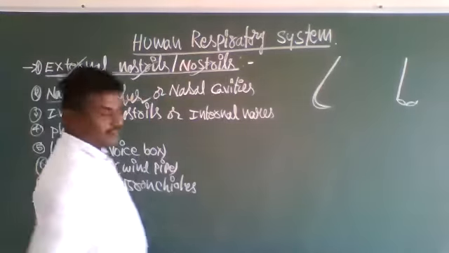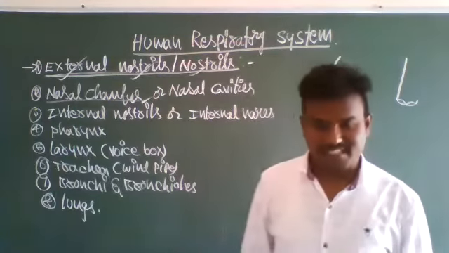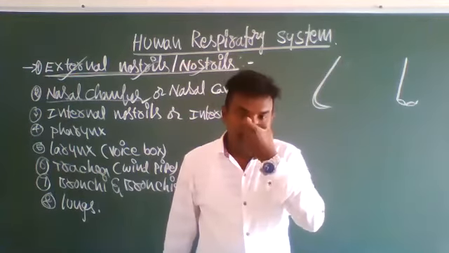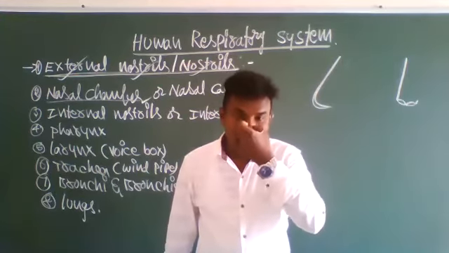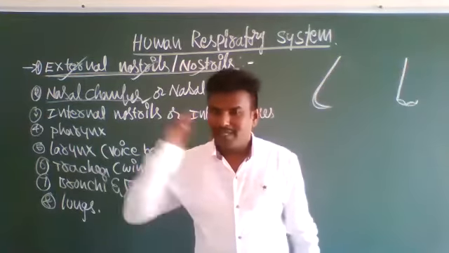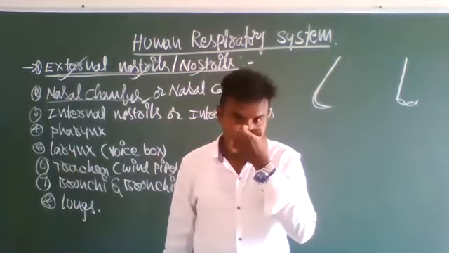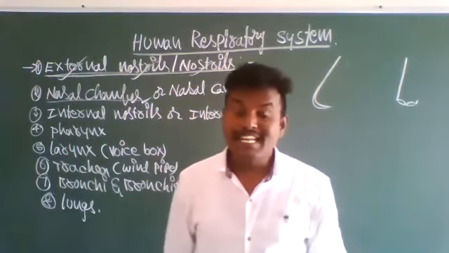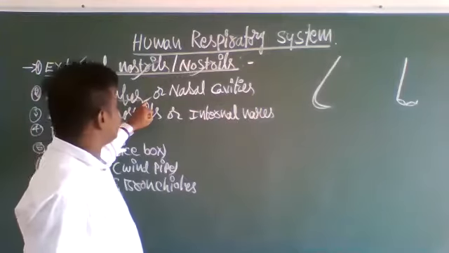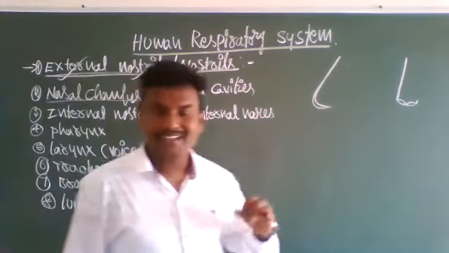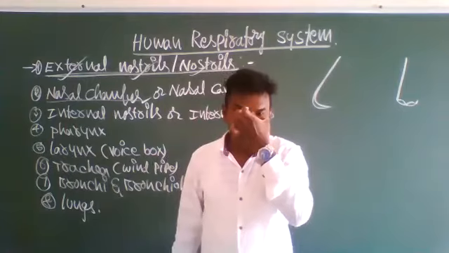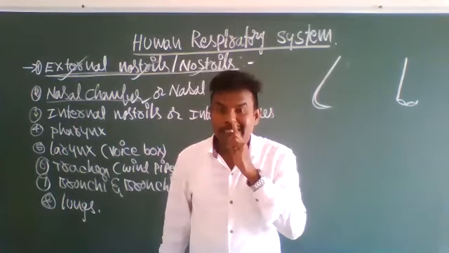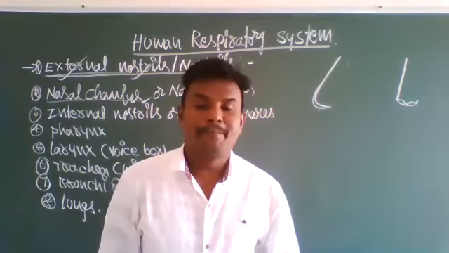Next, nasal chamber or nasal cavities. External nostrils open into two chambers, left chamber and right chamber, through the nasal passage. So the external nostrils continue into a pair of chambers called nasal chambers or nasal cavities, through the nasal passage. See here.